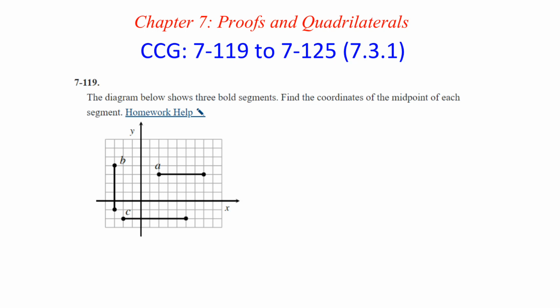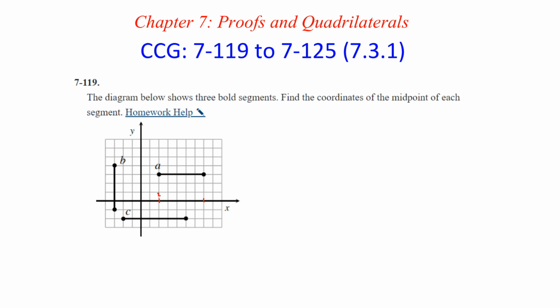Question 119. The diagram below shows three bold segments. Find the coordinates of the midpoint of each segment. So let's just start with segment A here. We can look at the ordered pairs, but since these segments are horizontal and vertical, we're really just curious about the X and Y coordinate, depending on which one we're looking at.